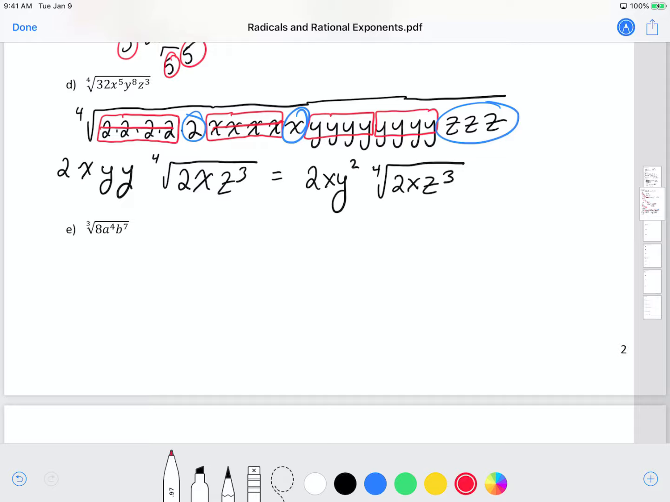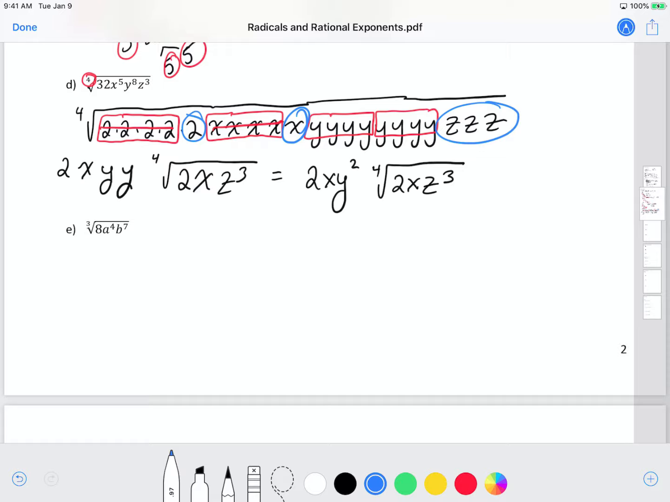To look at the shortcut, you look at your root. It's a root of 4. So instead of writing out all 5 x's, you can say 4 goes into 5 one time evenly, so I can pull out 1 x, and I have a remainder of 1. So I still have 1 x left underneath the radical.